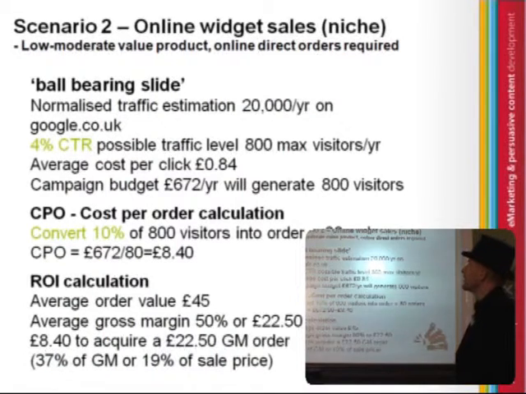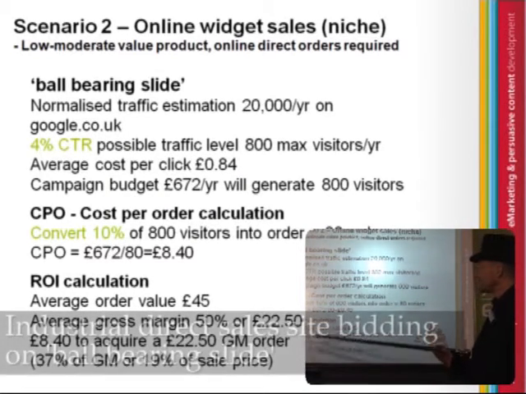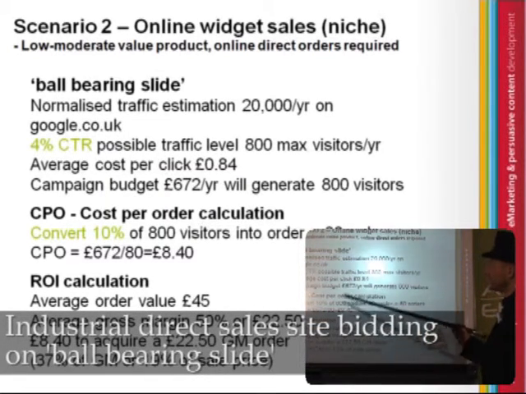This is a lower value product. It's a ball bearing slide. It could be any industrial type of fixing or something like that. It's got an average order value of about £45. These things are, I don't know, £3 or £4 each, and people buy 10 or 15 at once to use in industry. Okay, it's more in the niche then.